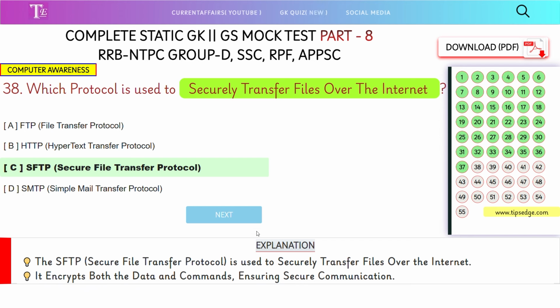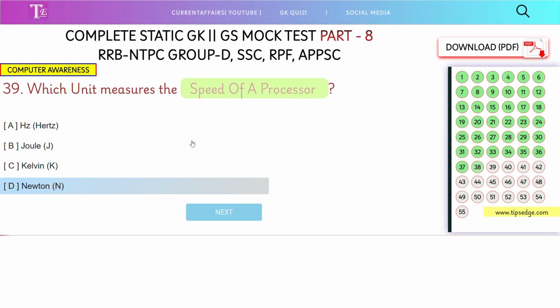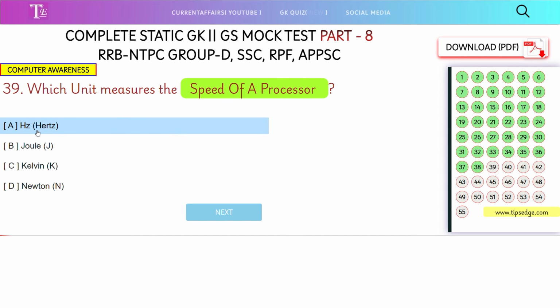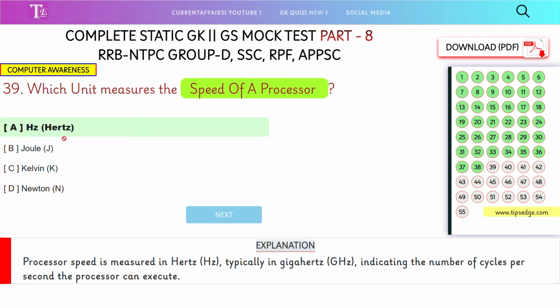Now moving to the 39th question. Which unit measures the speed of a processor? Answer: Hertz. Processor speed is measured in hertz, typically in gigahertz, indicating the number of cycles per second the processor can execute.